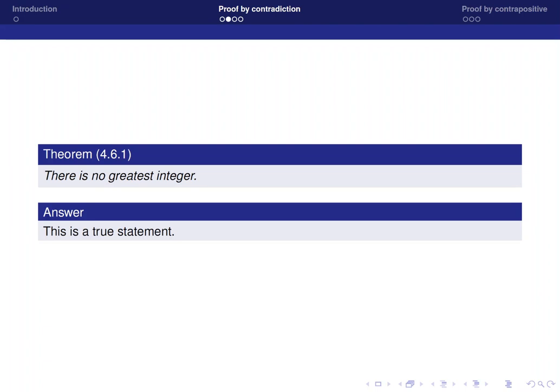And remember, proofs by contradiction and later on proofs by contrapositive will require some sort of negation right off the bat. So in this case, theorem 4.6.1 basically says there is no greatest integer, and we showed how that could be true by supposing the opposite of it, saying that there is a greatest integer, and showing that that statement leads to a contradiction, which makes this statement false.